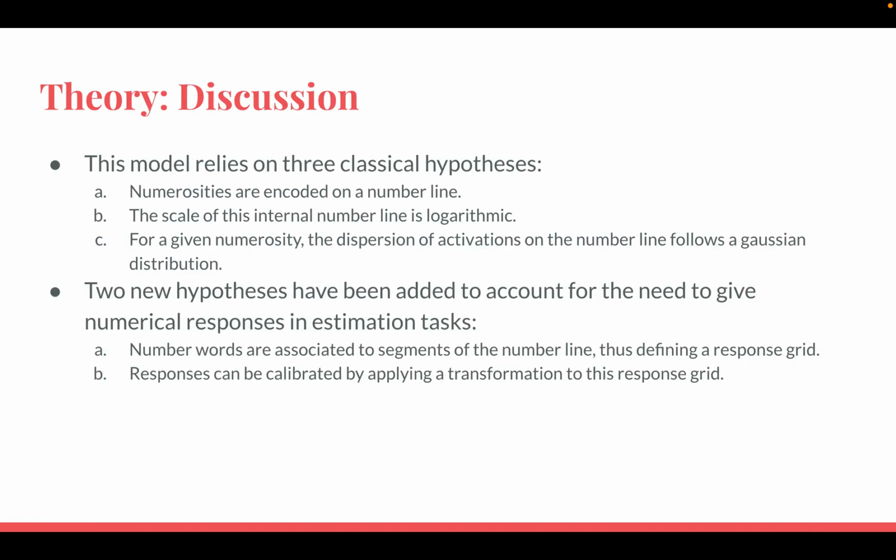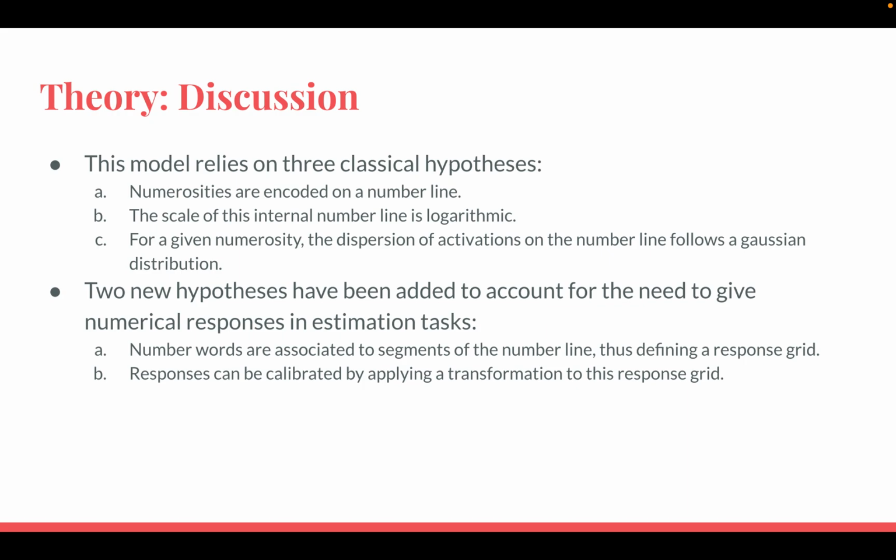To the discussion: first, this model relies on three classical hypotheses. First, numerosities are encoded on a number line. Second, the scale of this internal number line is logarithmic. Third, for a given numerosity, the dispersion of activations on the number line follows a Gaussian distribution.